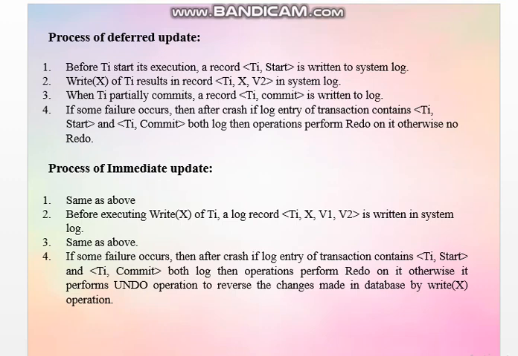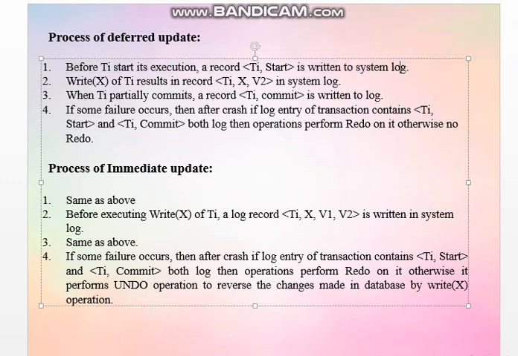Now we will see the procedure of the immediate update method. It is the same as above. Before executing write X of Ti, a log record is written on the system. Whenever the transaction actually starts, it will have a start entry. Then before the execution of the write operation in Ti, we will have one entry: Ti, X, V1 and V2. Here V1 and V2 are the previous and new values of the data item for which the transaction is changing the value.